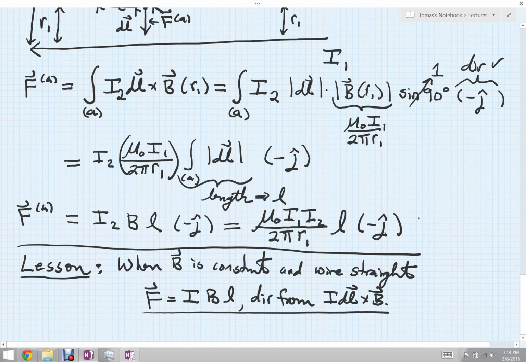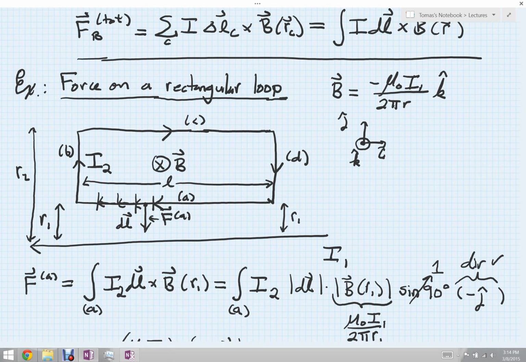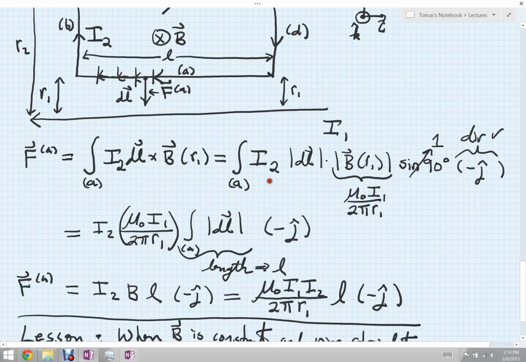Well, with the lesson that we just learned here for when the magnetic field is constant over a straight wire, it should be a fairly straightforward matter to actually get the force here on side C, right? Once again, we have a wire that's parallel. It's maintaining a constant distance from the source of my field. So the magnetic field will be constant over this wire. So my same rule will apply.